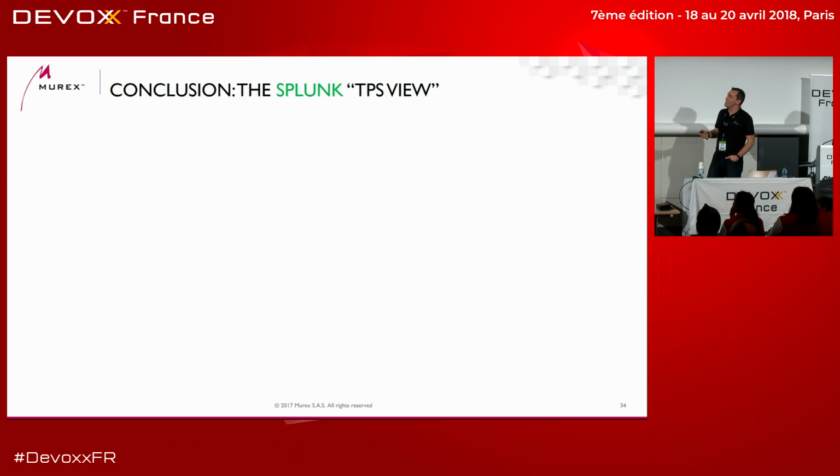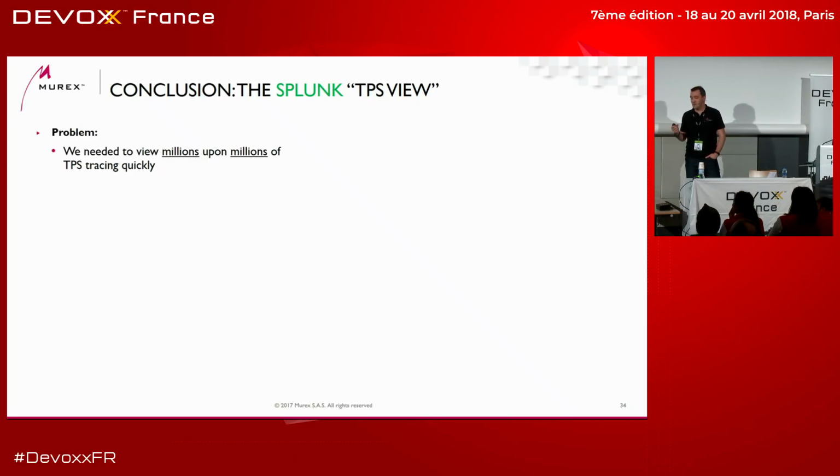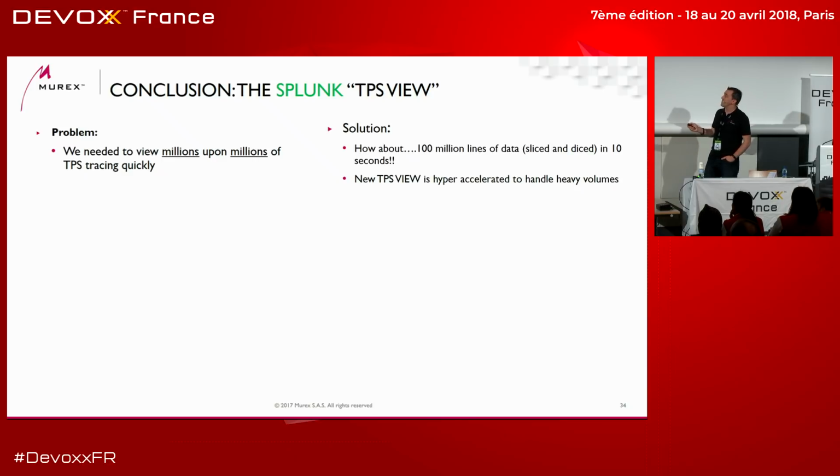So the conclusion of the Splunk TPS view. We had a problem. The problem was we needed to view millions upon millions of lines of data quickly. We can get log drops of up to 250,000 lines of data from a client activity. So the PDF report was useless. So now we've developed a way we can do that, 100 million lines, in about 10 seconds.